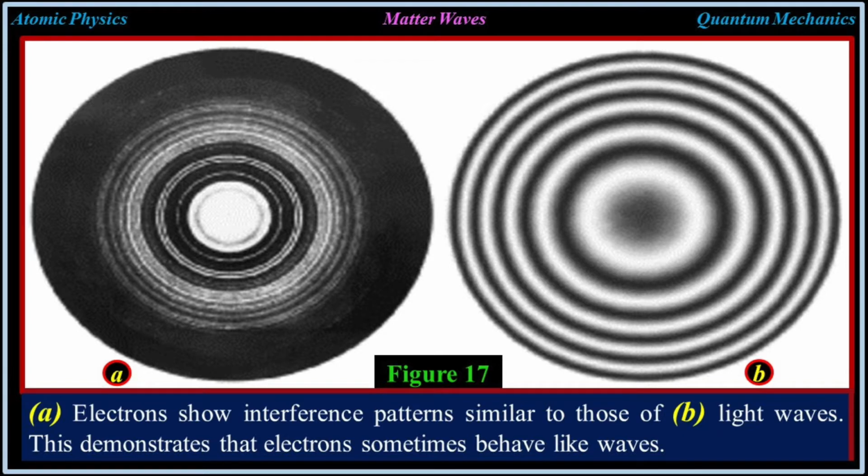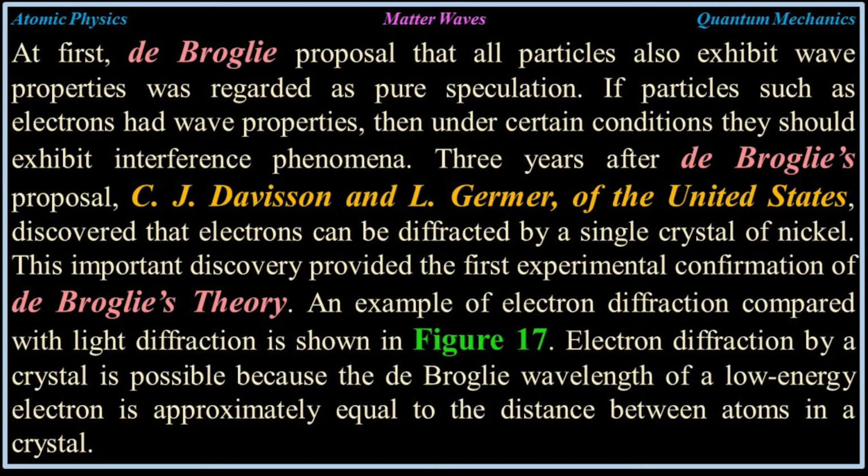A, electrons show interference patterns similar to those of B, light waves. This demonstrates that electrons sometimes behave like waves. And there is certainly experimental evidence. At first, de Broglie's proposal that all particles also exhibit wave properties was regarded as pure speculation.